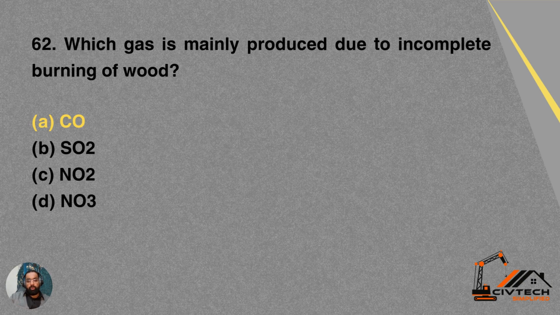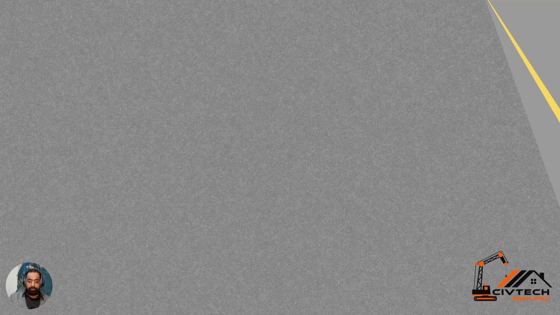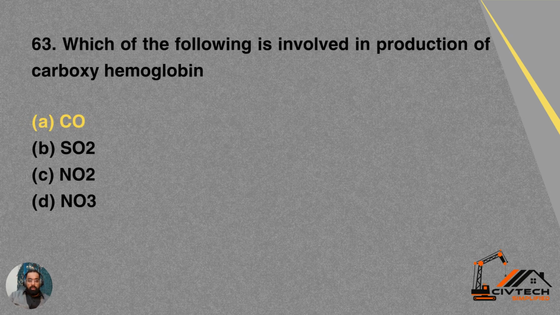Question 62. Which gas is mainly produced due to incomplete burning of wood? Option A, CO, carbon monoxide. Option B, SO2. Option C, NO2. Option D, NO3. Which gas is mainly produced due to incomplete burning of wood? It's carbon monoxide. A is the correct answer.